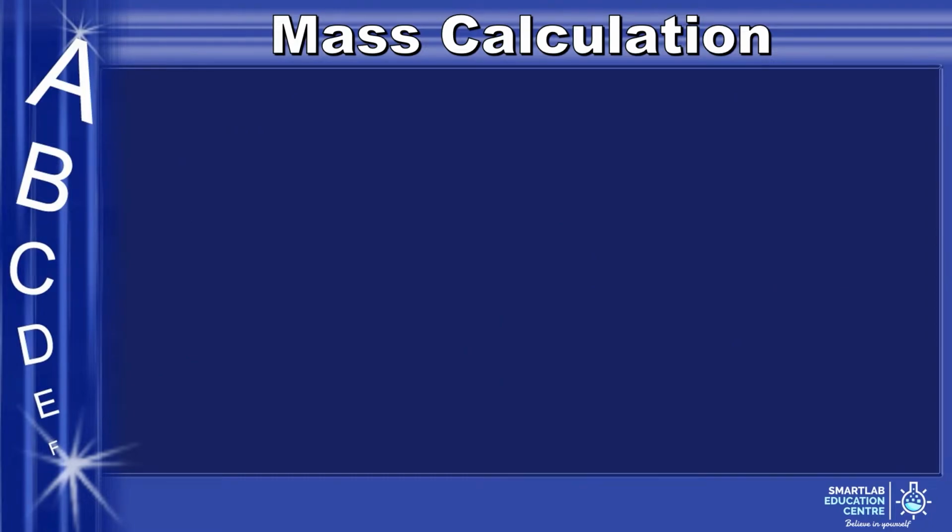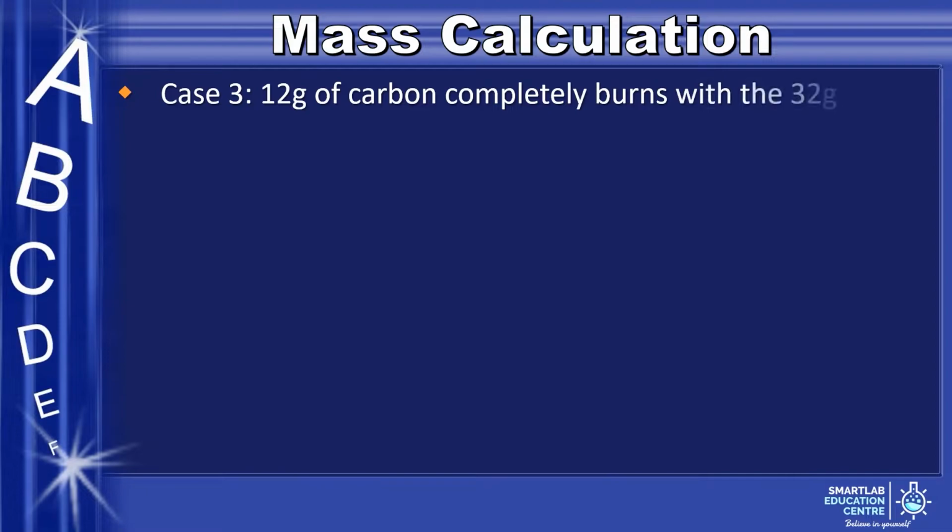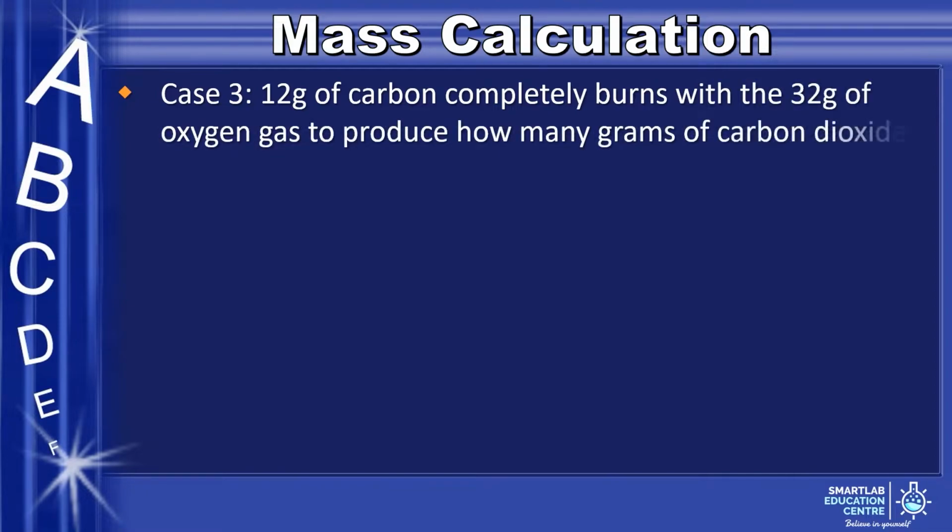The third case we are looking at is how many grams of carbon dioxide will be produced when 12 grams of carbon completely burns with 32 grams of oxygen. The mass of carbon dioxide will hence be 44 g.